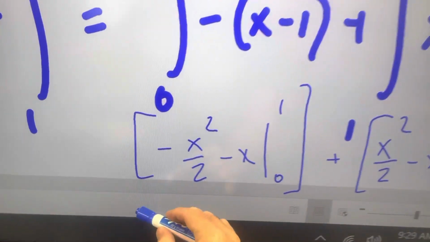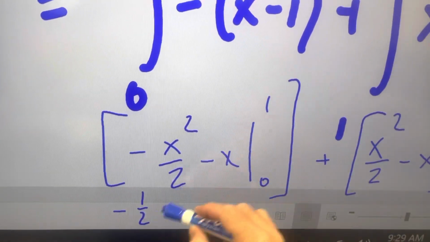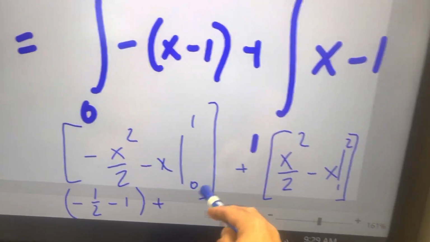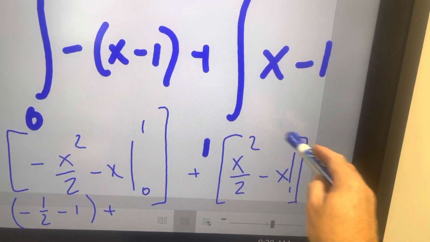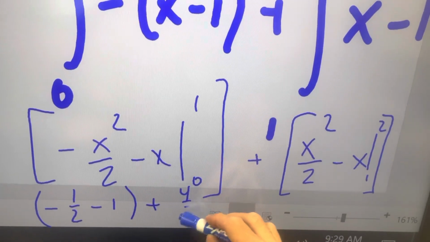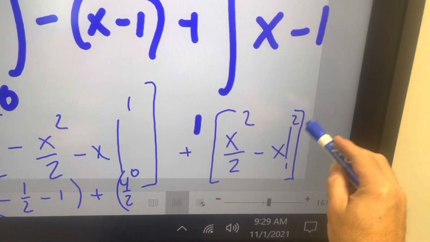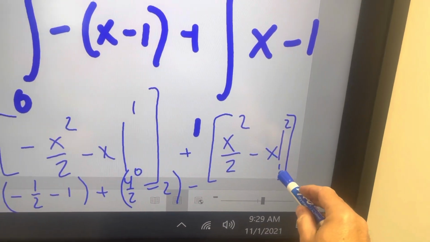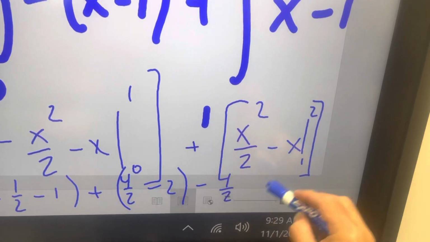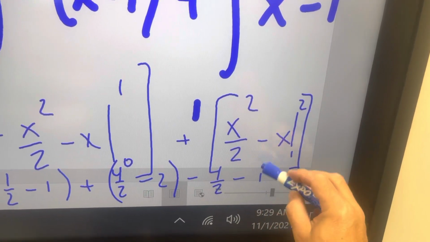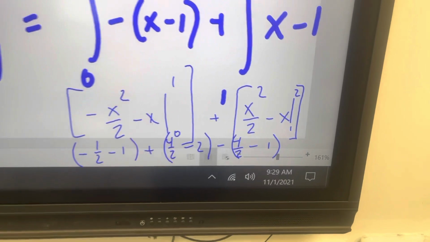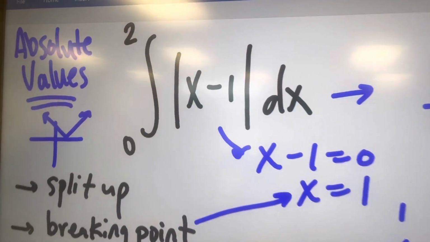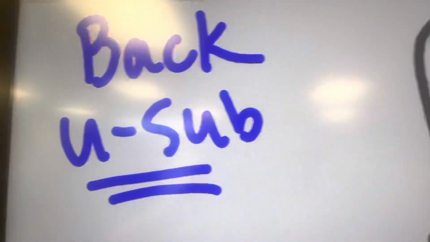All right, let's see if we can plug this stuff in and be done with it. Put the 1 in, that's negative 1/2 minus 1. And the 0 goes away, so I'm not going to worry about that. Let's put 2 in there, so 4 over 2 minus 2. And then we subtract the other part, 1/2 minus 1. All right, and that's good enough for me. So let's move on to the next one here.